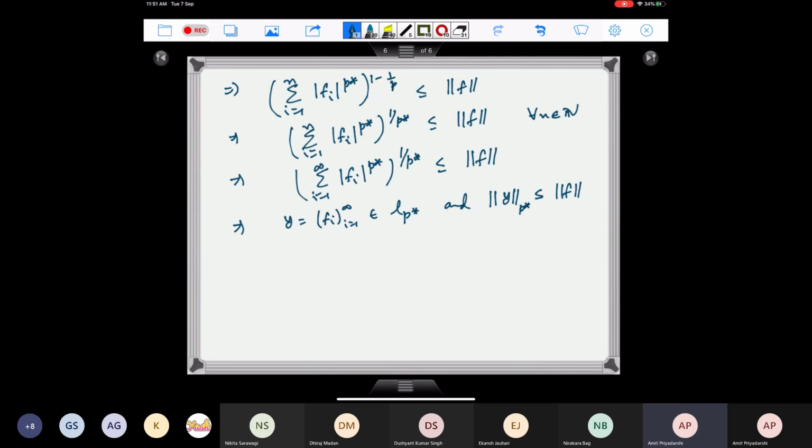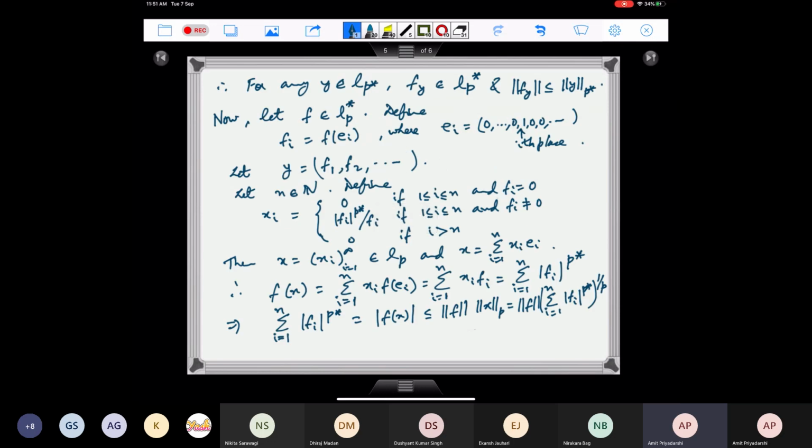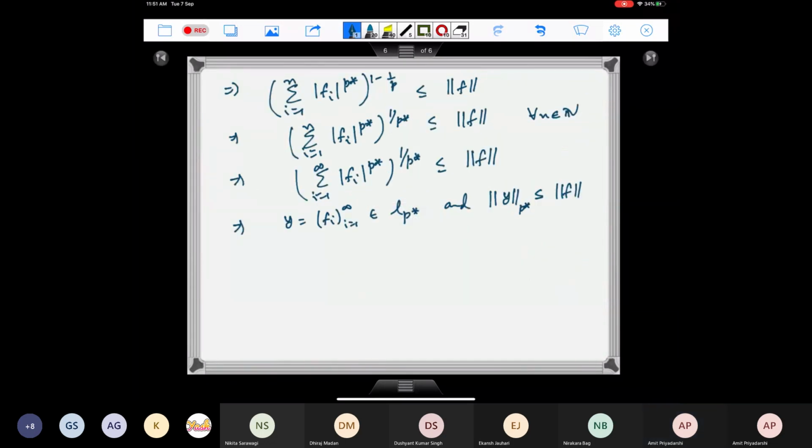Is this clear? So what we have shown is that for any bounded linear functional on LP, we get a y in LP star such that this f sub y is the same as f.